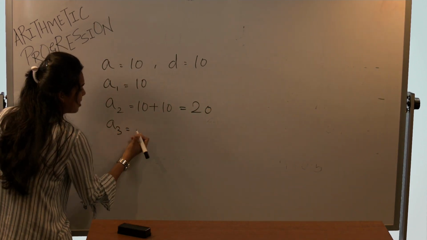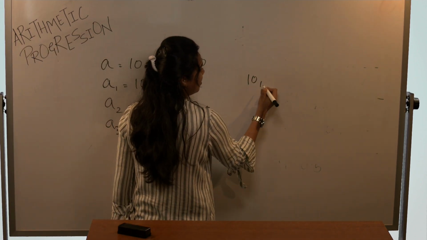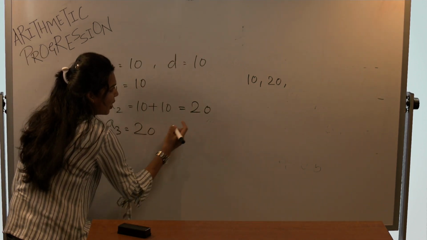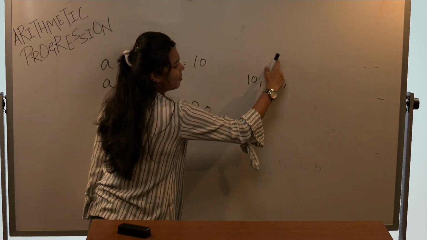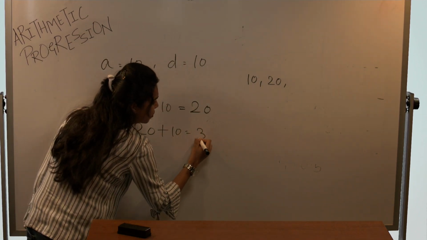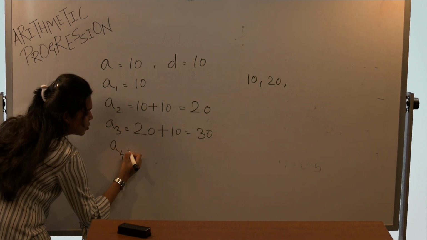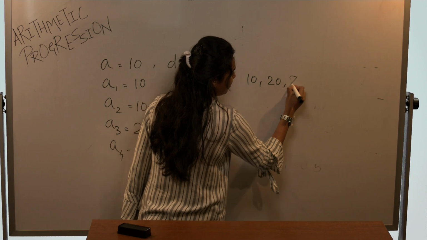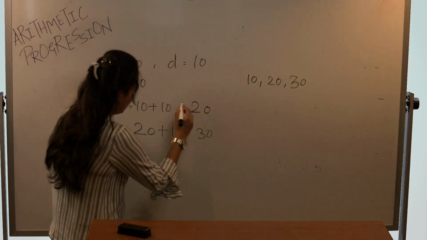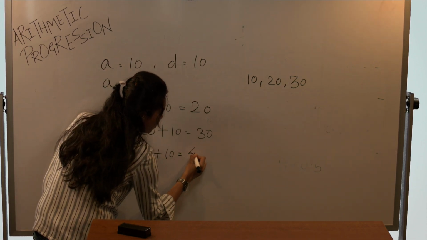Now third term is equal to... third term will be what? I will keep writing the sequence here. First term 10, second term you have got 20. Now the second term is 20. You have to again add the difference for the third term. So 20 plus 10 is equal to 30. Now fourth term, A4. Again in the third term, you have to add the difference. So third term was 30 and difference was 10, which is equal to 40.